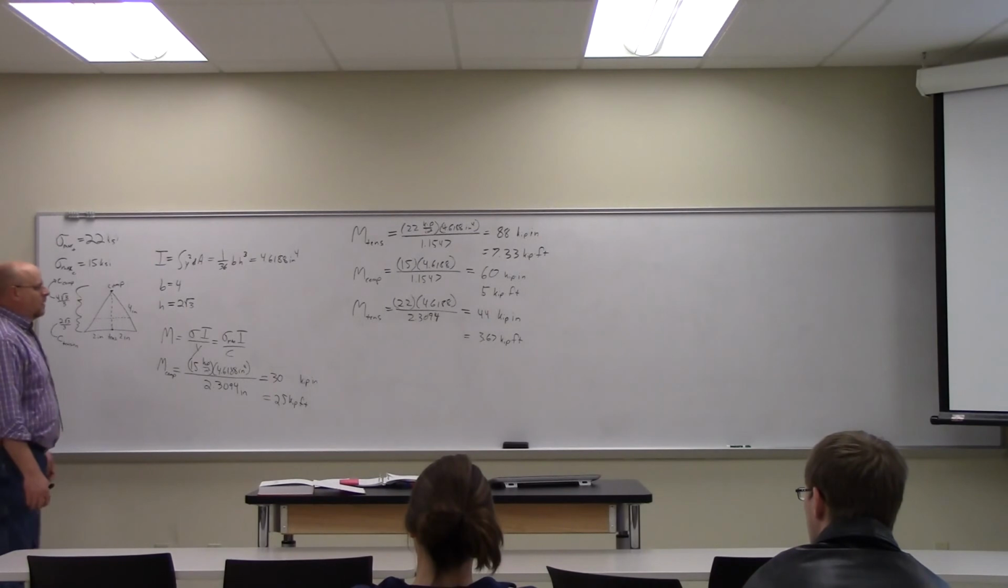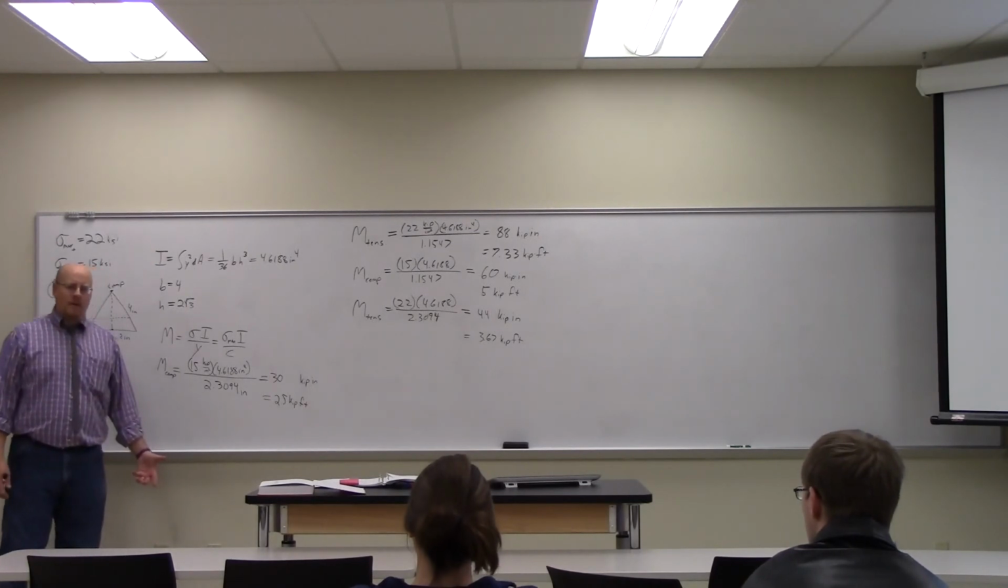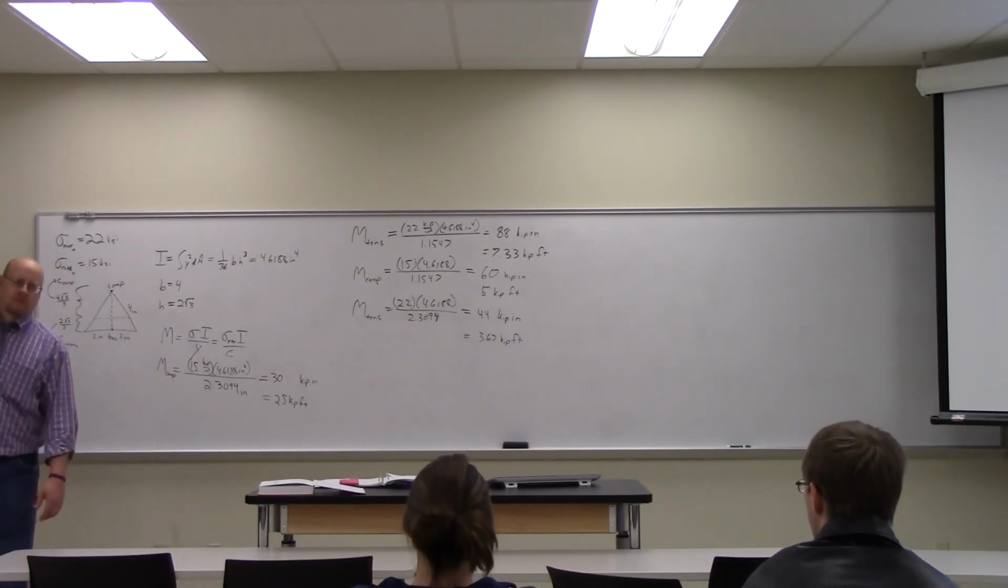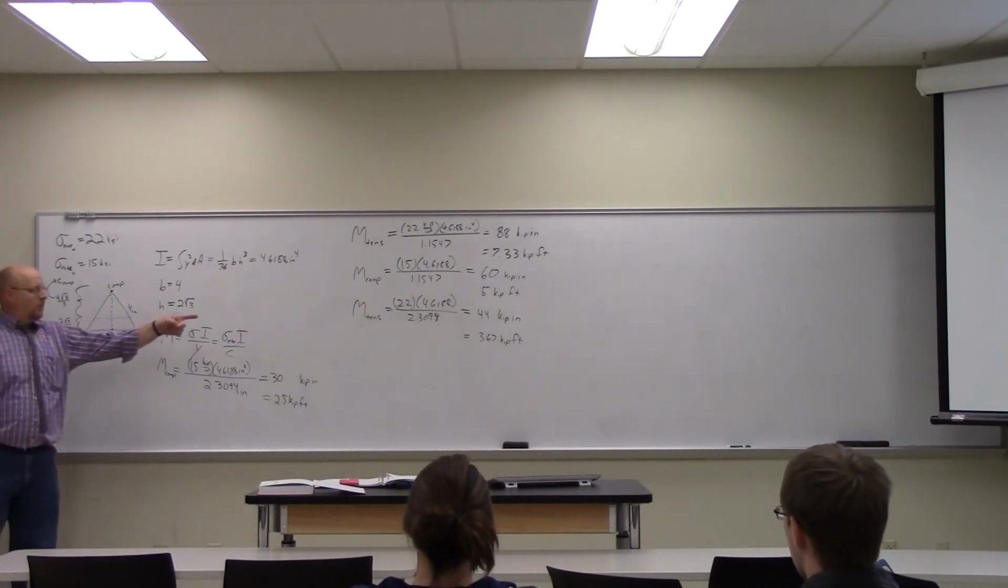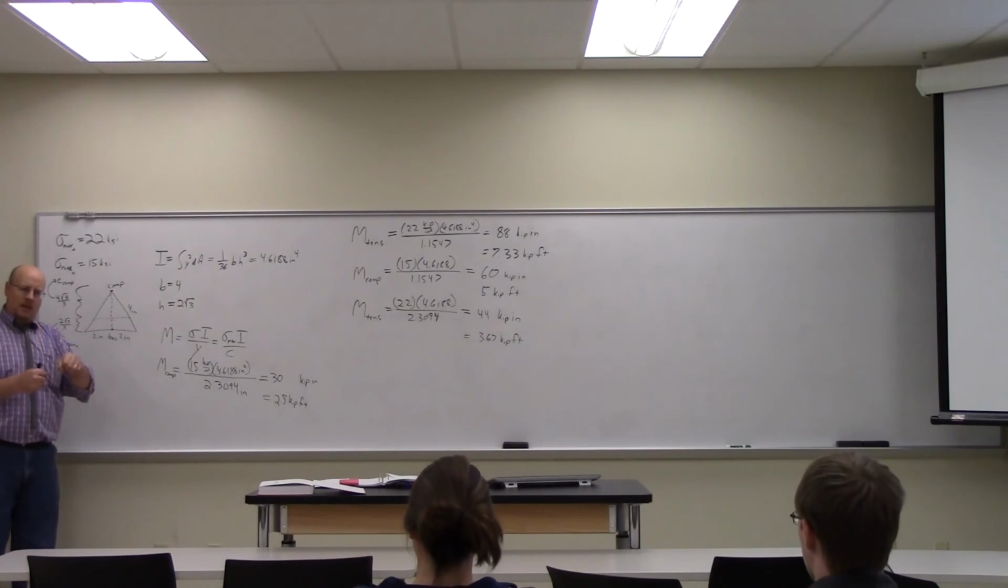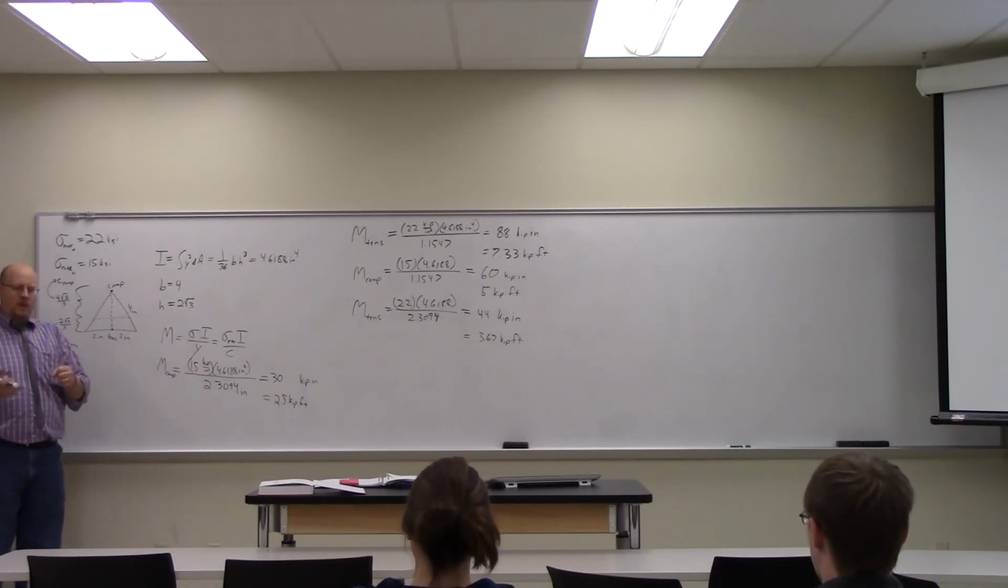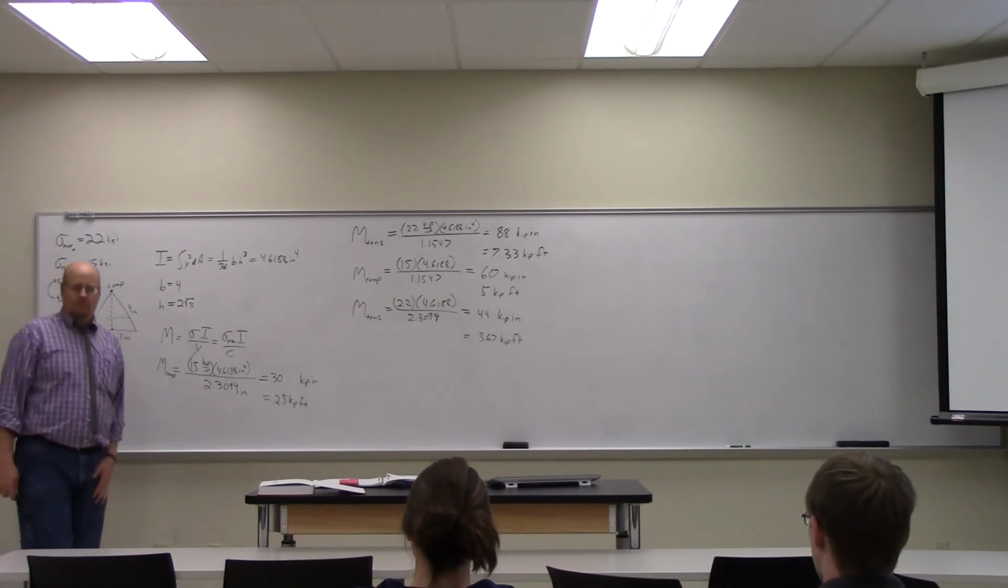Second. Bending it down or bending it up? Bending it down is stronger. It takes 3.67 kip feet to get it to fail bending it down. It only takes 2.5 kip feet to get it to fail bending it up. Okay?